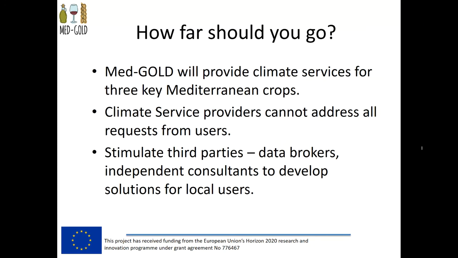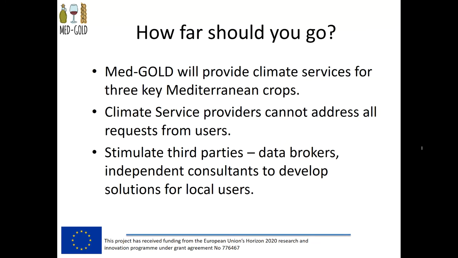One method is to stimulate third parties, get other people involved: data brokers, private companies, independent consultants who perhaps could take the climate data from the service and then go on further to develop quite specific solutions, or local solutions, for certain users that might be beyond the realms of what's possible for the broader project. One example in MedGold is the company Easy2See, who have developed a sophisticated model for predicting olive fruit fly infestations.